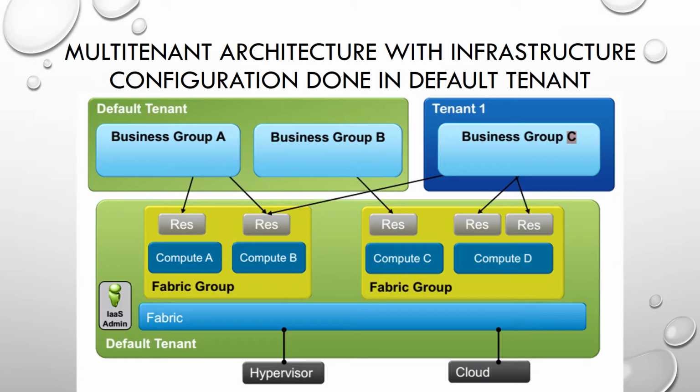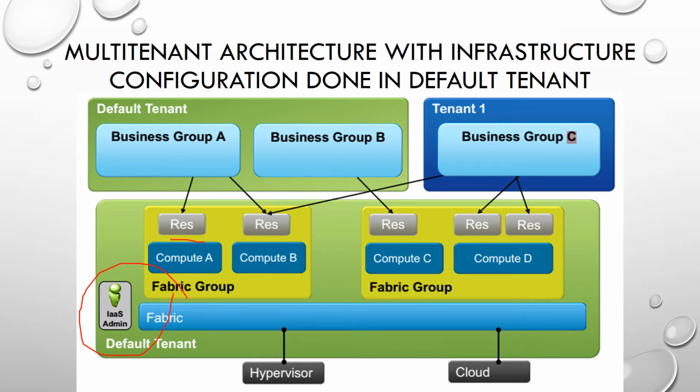The next way to have a tenant design is a multi-tenant architecture with infrastructure configuration done in the default tenant. This design is well suited for medium and big enterprises, where all infrastructure is centrally managed by the IaaS administrator and fabric administrator in the default tenant. The shared infrastructure resources are assigned to the users in each tenant by using reservations.